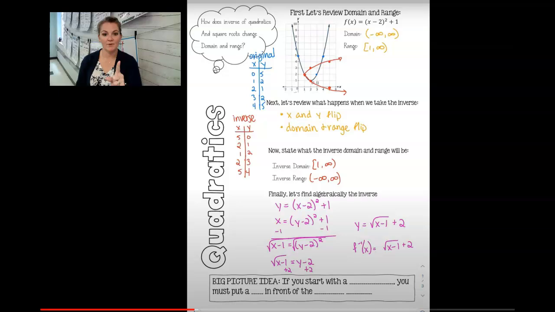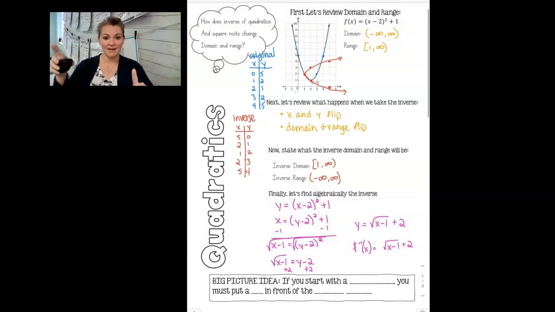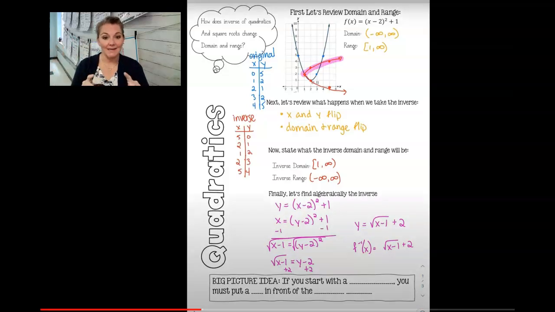A square root graph with a vertex of opposite h, keep the k. So that has a vertex of 1, 2. If you look at my graph up there in the red, because the red's the inverse, red's what we're talking about, I have a square root graph that starts at 1, 2, but that's just the positive side. So what I need is an equation that has that positive and the negative one.